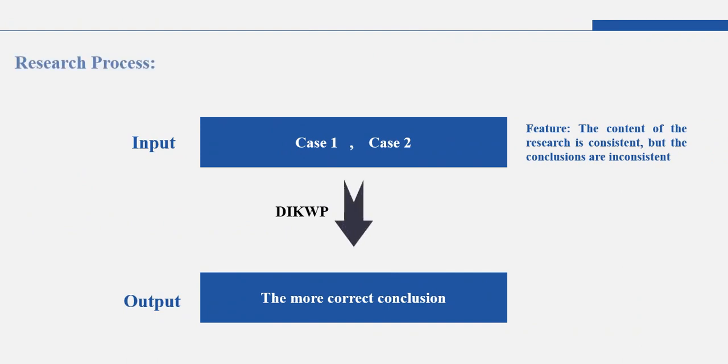This is the processing flow of the resource. The input is papers on meteorology and depression, case 1 and case 2, which are characterized by consistent research content and inconsistent conclusions. We try to analyze the inconsistent papers from the perspective of DIKWP to output more correct conclusions.